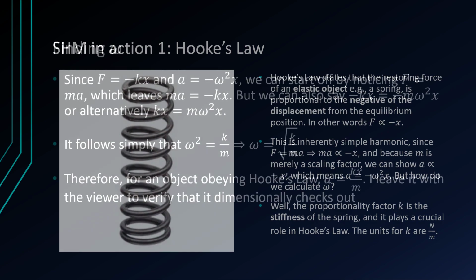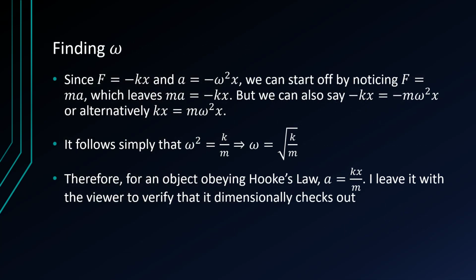So actually, how do we calculate it? Well, it is a bit of a long-winded process, but here it is. So we're defining that the force is minus kx, and acceleration we know is minus omega squared x. So it leaves that ma is minus kx. Now, there's a couple of ways to do this. You can just directly divide by m, or you can say that it can be written in the form m omega squared x, coming from circular motion.